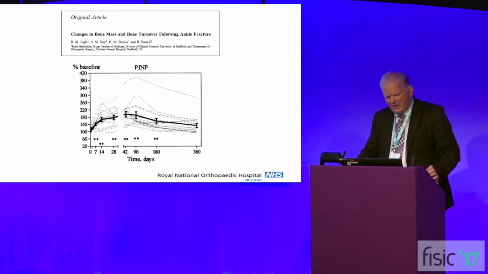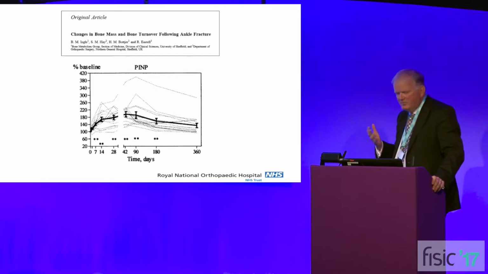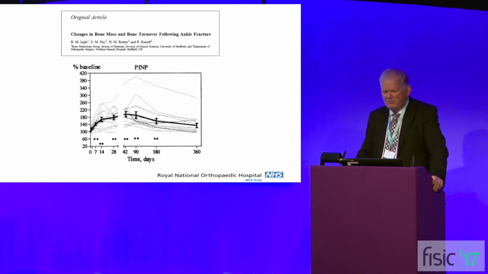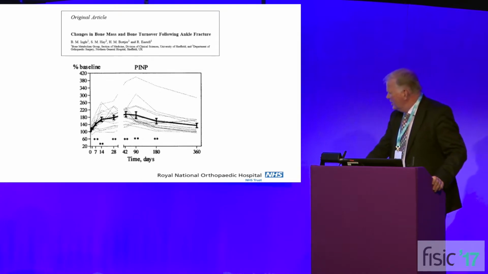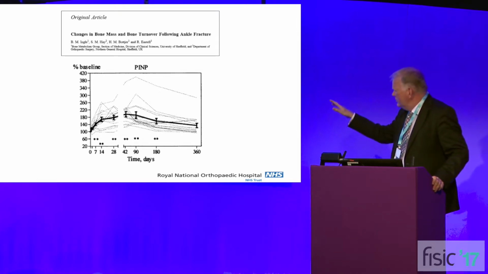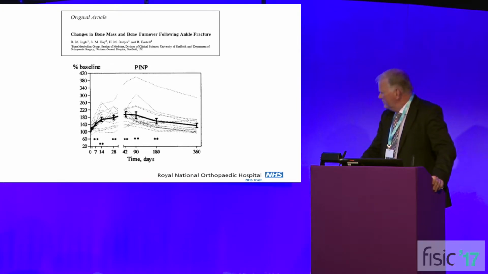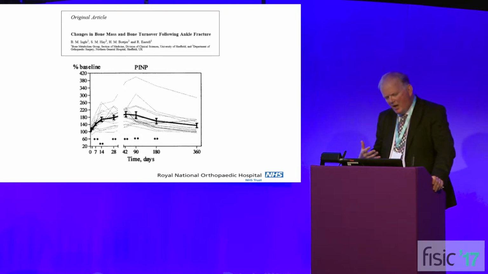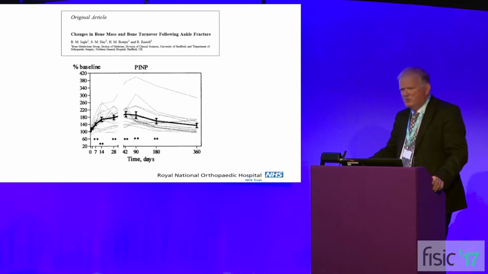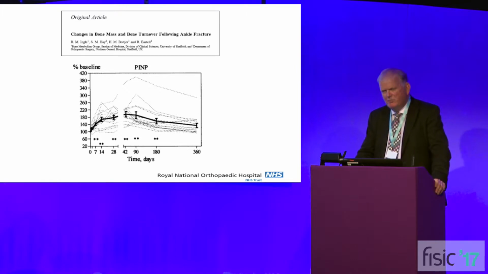This is a very interesting slide. It's actually quite an old paper from almost 20 years ago, looking at bone turnover. This is looking at bone formation markers in patients following ankle fracture. The dark black line is the mean, with the individual plots of all the patients. What you can see is that in the first few days after a fracture, you're seeing quite a lot of bone formation happening, and it stays quite high. Up to a year later, you're still picking up increased levels of bone formation.